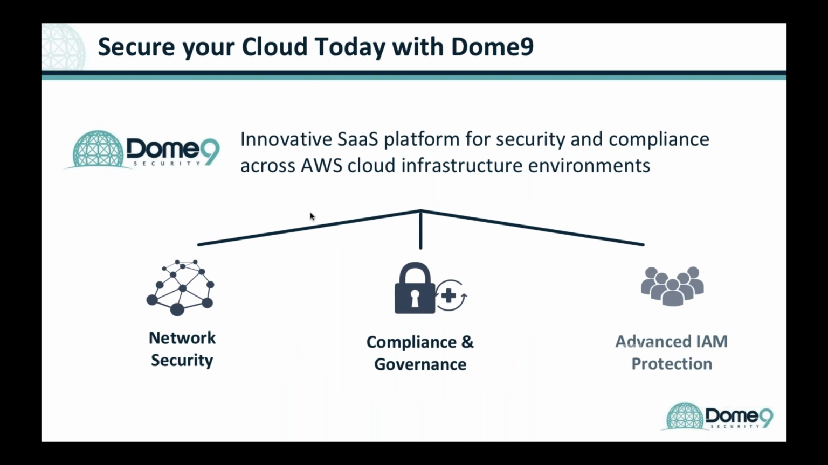And so within Dome9 Arc, this product is structured into three different modules. Those three modules are network security, compliance and governance, and then advanced IAM protection, or what we call IAM safety. Today, the majority of the things we're going to be talking about revolve around network security, but at the end, we're going to be touching on IAM safety as well.